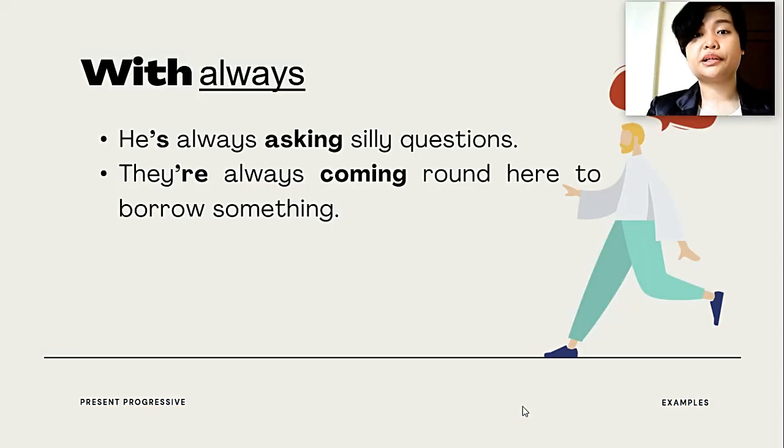The third example is you can use present progressive with always. When you combine present progressive with always, you use it to describe something that happens often and that you find it annoying. Okay? For example, he is always asking silly questions. They are always coming around here to borrow something.